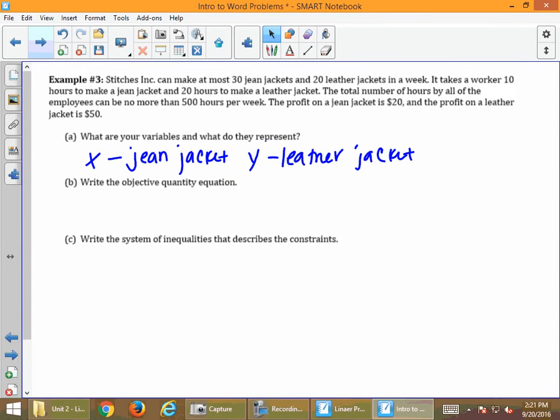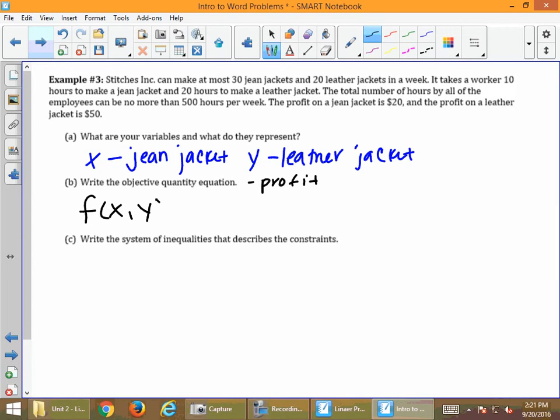Write the adjusted quantity equation. When we say that, we're really just talking about what? Yeah, that's what section 1 was talking about: profit. So what's that going to look like? Kennedy? 20x plus 50y. Good. We have $20 per jean jacket, so 20x, because x is representing jean jacket. $50 per leather jacket, so it's going to be 50y, because y is representing leather jacket.